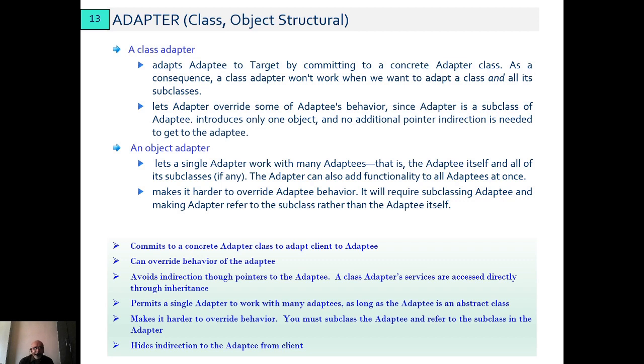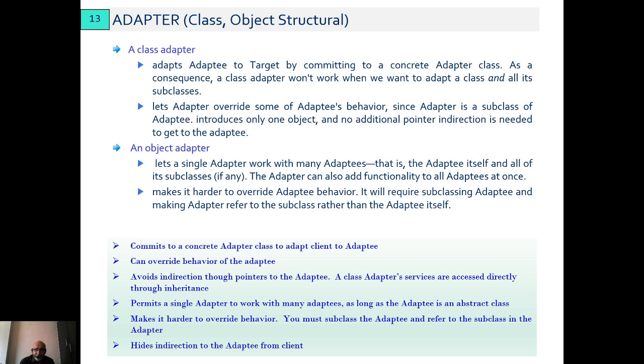So a class adapter and an object adapter. In case of class adapter, these two categories are very important. It adapts the adaptee to the target by committing to a concrete adapter class. It works on the inheritance principle. Abstract and concrete classes will be there. As a consequence, the class adapter won't work when we want to adapt a class and all of its subclasses. It lets the adapter override some of the adaptee's behavior. So this is the story with the class adapter.